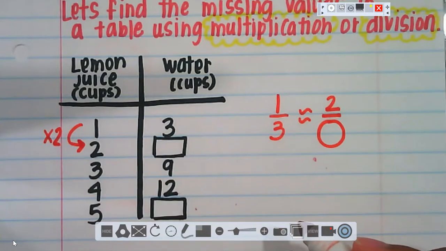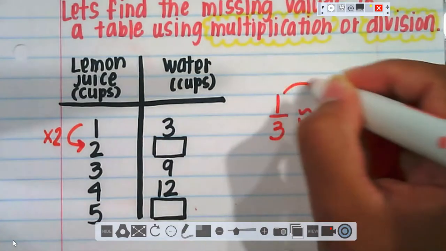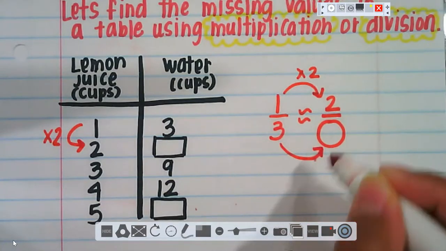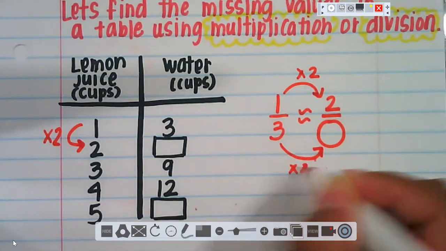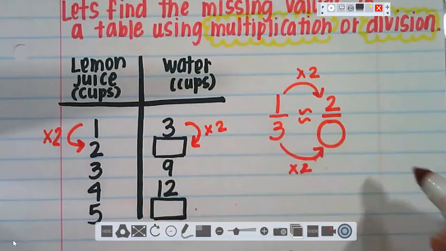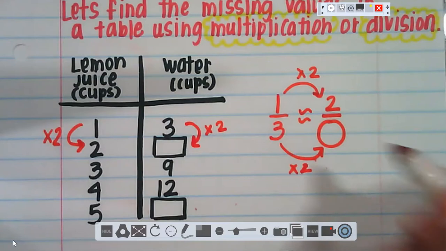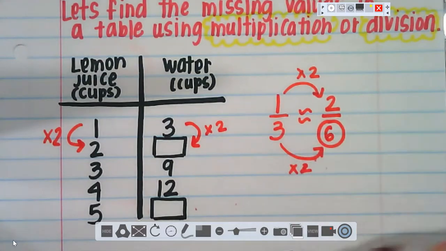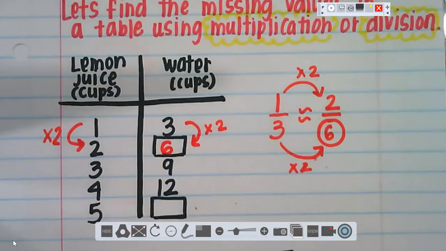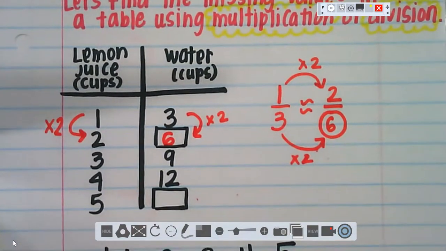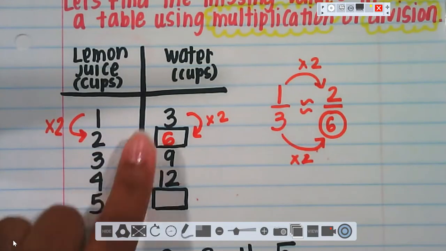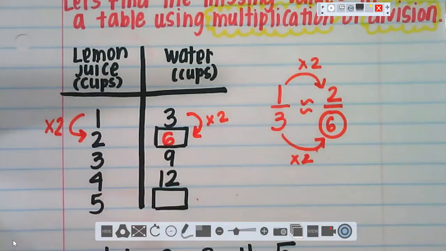If I'm multiplying by 2, I have to also do that to the 3. So I'm going to take this 3, multiply by 2, and I end up with 6. So my missing value here in my table is 6 for that first value. I'm just taking my number, multiplying by 2, and I get 2, multiplying 3 by 2, and I get 6.